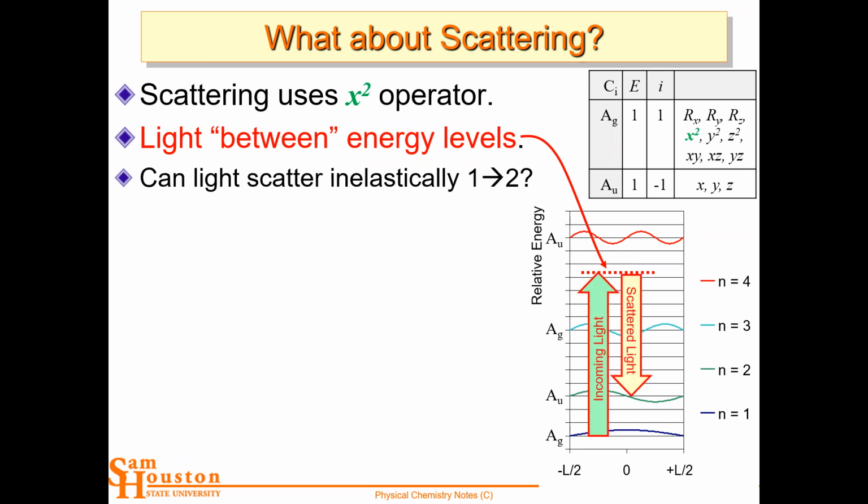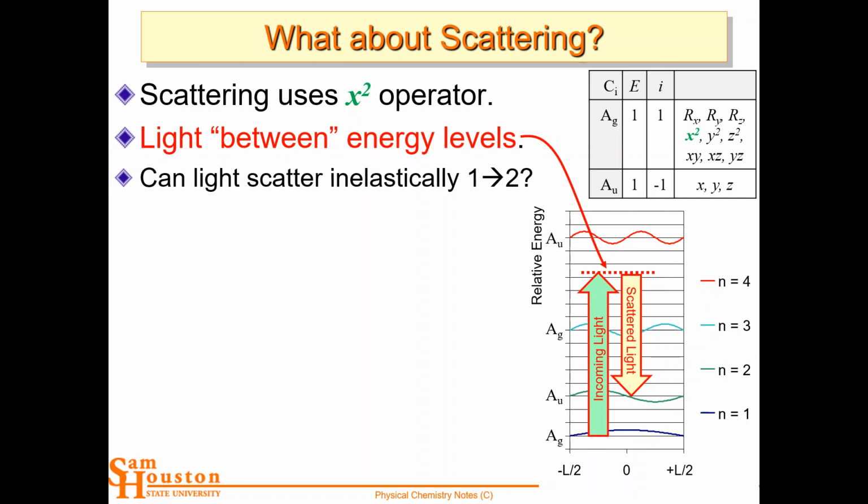So can light scatter inelastically in our particle in a box system and take our little particle from level 1 to level 2? It could absorb light and go from level 1 to 2. Can it scatter light and keep some of the energy and end up in level 2? So look at that. That's the scattering phenomenon. Incident light hits it and is scattered off.